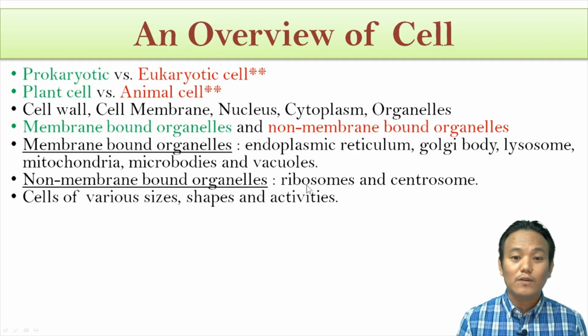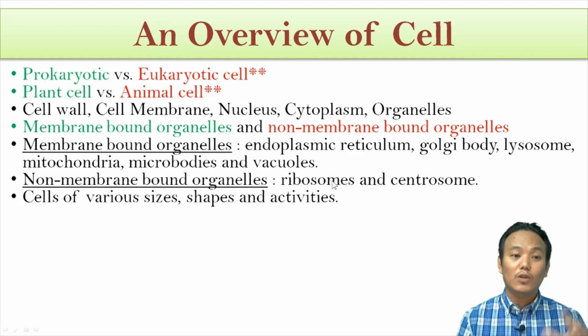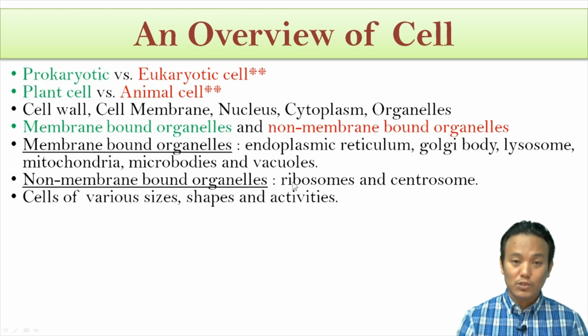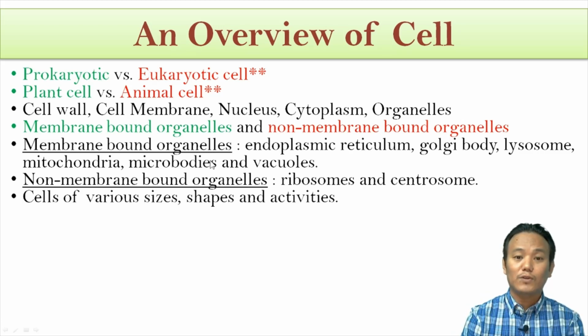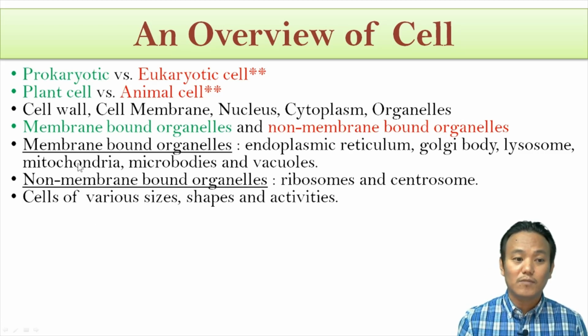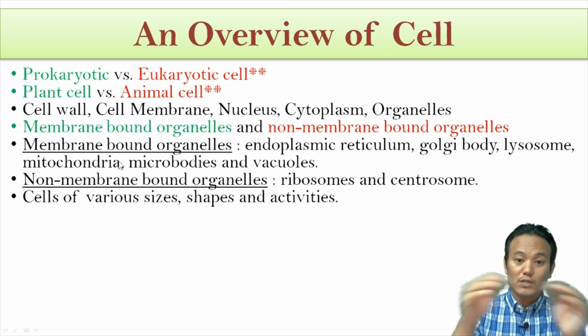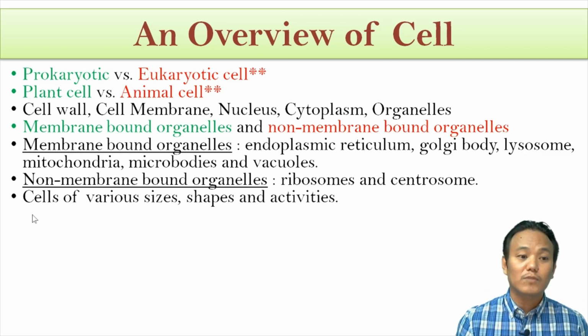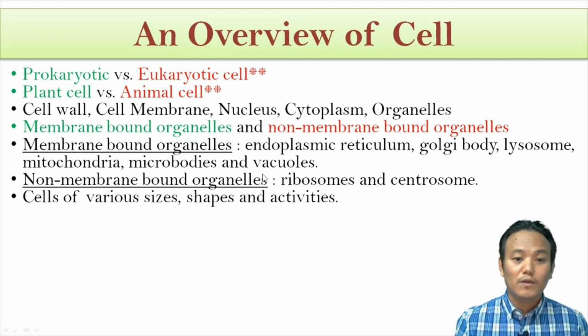Cells have ribosomes, and ribosomes are non-membrane bound organelles, whereas the endoplasmic reticulum and mitochondria have double membranes. They are called membrane bound organelles. So prokaryotic cells have ribosomes, but they don't have all these cell organelles within them. They are primitive.